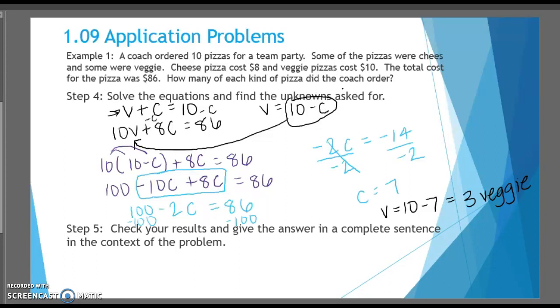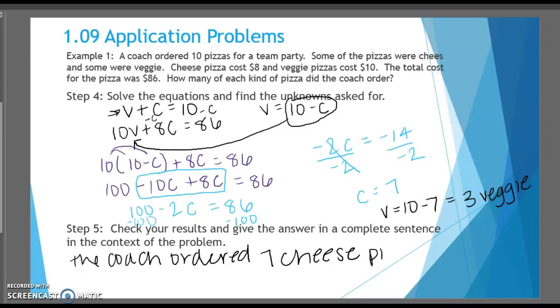Check your results and give the answer in a complete sentence in the context of the problem. So the coach ordered 7 cheese pizzas and 3 veggie pizzas. And I'll show you in a second how to make sure you got the right answer.